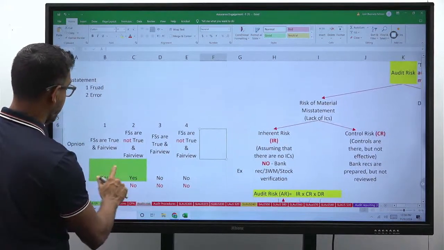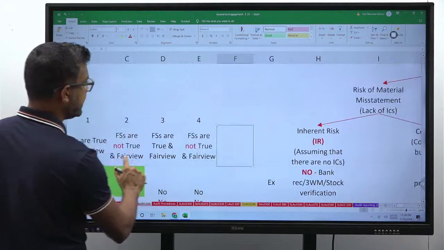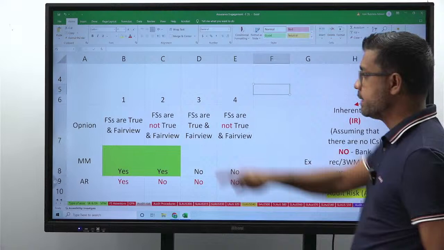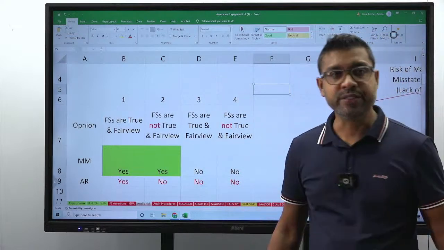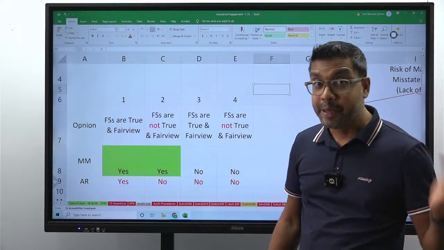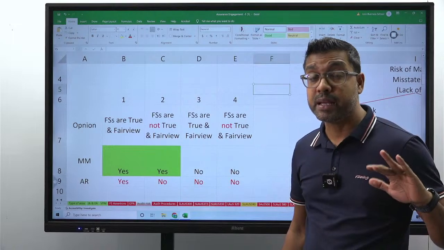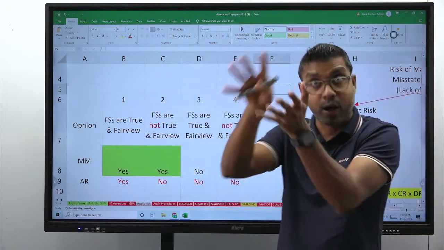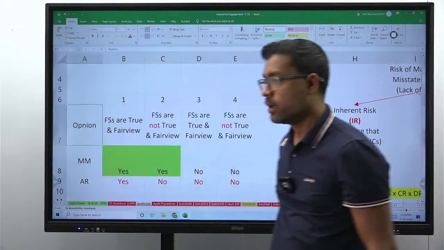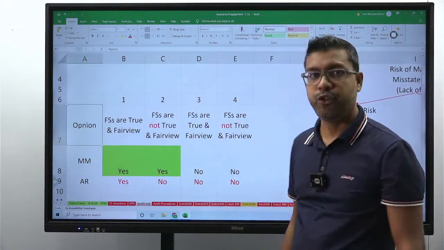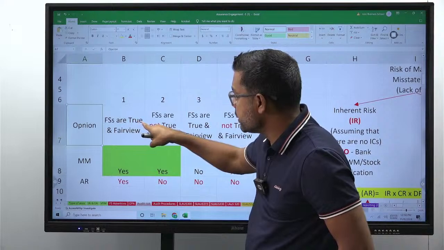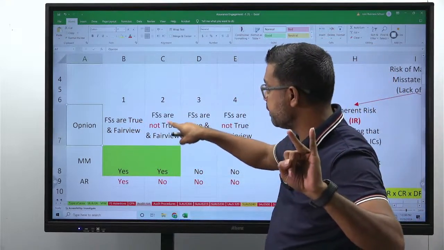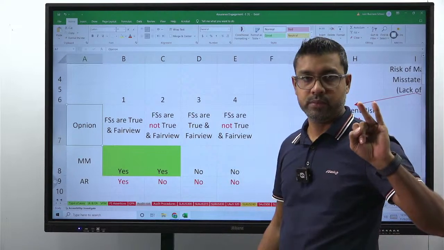Look at this example, since I don't have any way of asking questions. Take this scenario. What is audit risk? The auditor expresses an inappropriate audit opinion when financial statements are materially misstated. Opinion can be of four types. One, financial statements are true and fair view. Second, financial statements are not true and fair view.